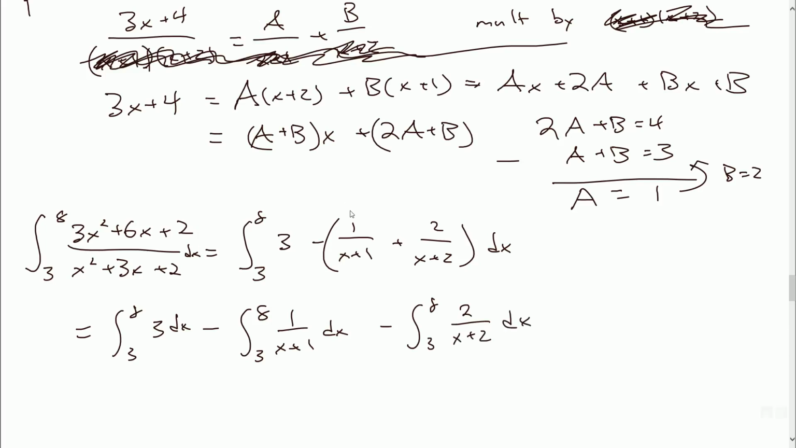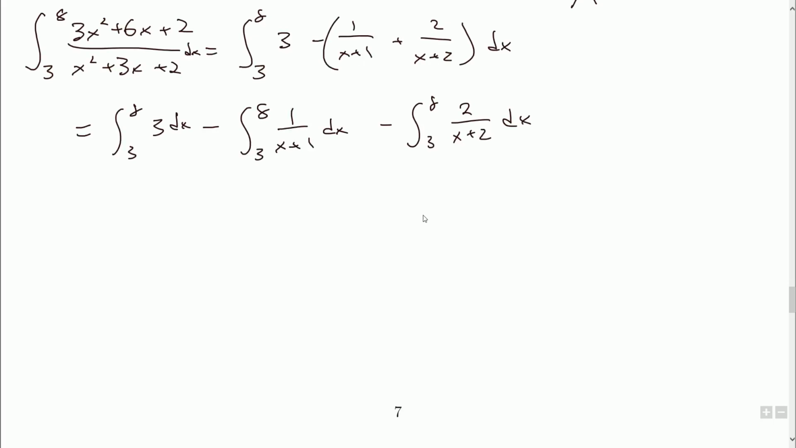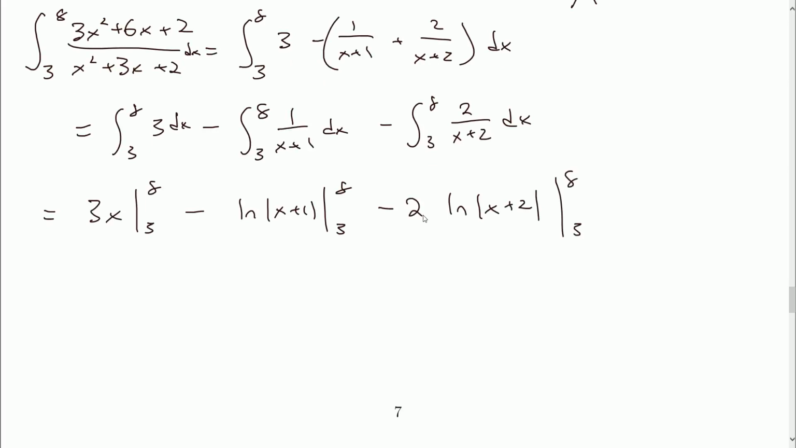These ones aren't so bad. You don't have to have those blocks from class memorized, as long as you can do a very quick substitution. But either way, we're going to get 3x from 3 to 8, minus ln absolute value of x plus 1 from 3 to 8, minus, I'll bring out the 2, and then 2 ln absolute value of x plus 2 from 3 to 8. And it's just now up to me to clean things up.